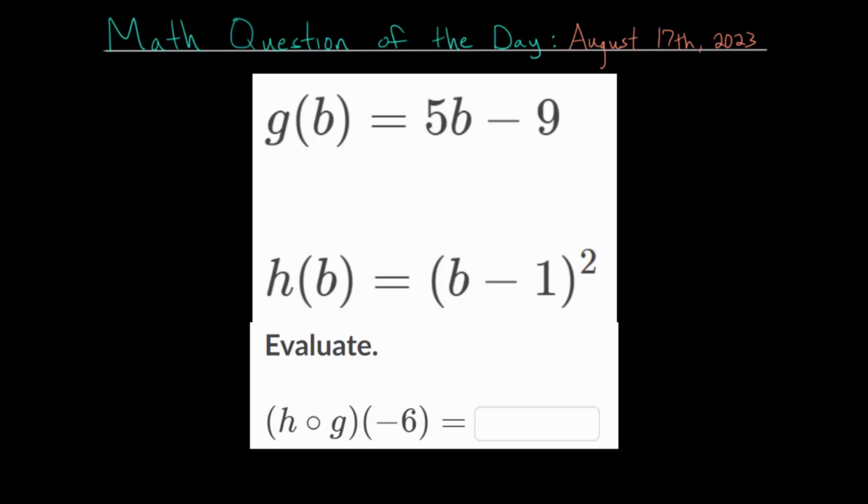In this video, I'd like to talk about the math question of the day for Thursday, August 17th, 2023. With this problem, we have these two functions, g of b and h of b, and we need to evaluate h of g of negative 6. Or in other words, we have a composite function here that we need to evaluate.